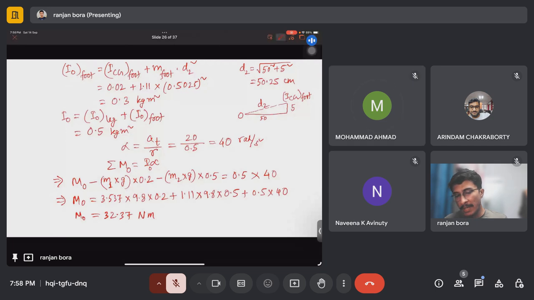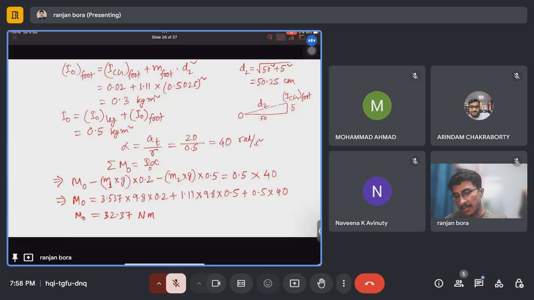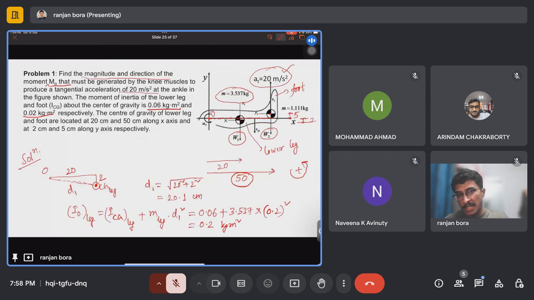So the value of M0 is coming as positive. That means whatever the sign convention, whatever the direction shown in here, the anti-clockwise, the M0 will come in that direction only. Means knee muscles should produce a moment in the anti-clockwise direction if the foot is raising, if someone raises his foot in the upward direction.